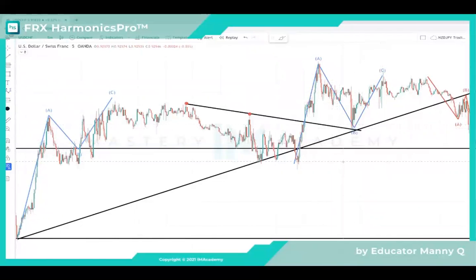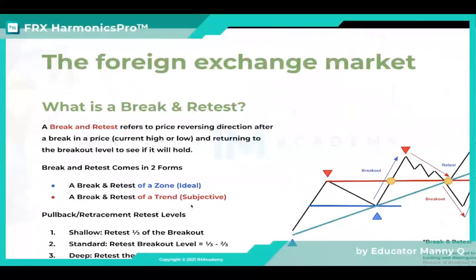But you should use it in conjunction with the break and retest of a zone. So if you're going to break and retest a trend, also look to do the break and retest of a zone, use it in conjunction and use it together. Why is that? It's because pullback and retracement have different retest levels. And this is what we're going to get into. There are 4 types of retest levels inside of the market.